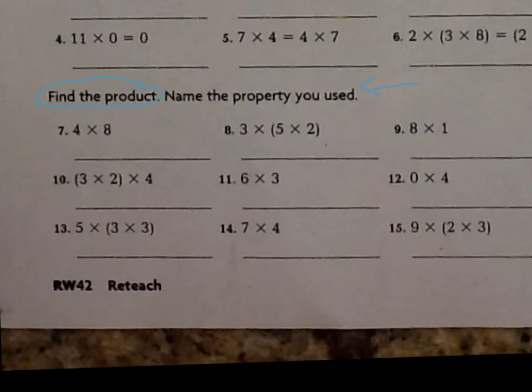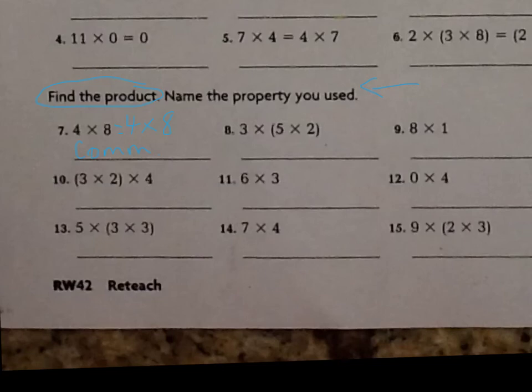So, look at number 7, 4 times 8. What property could you use to answer that problem? Well, you're not going to use 0, you're not going to use identity because there's not a 1 or a 0 in it. And there's not 3 numbers, so you're probably going to have to use 4 times 8, right? Which is the same as 8 times 4, which would be the commutative property.